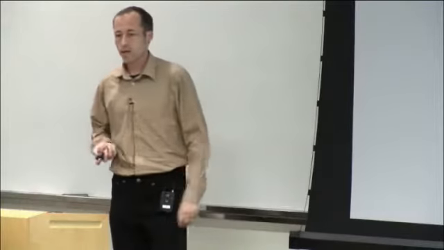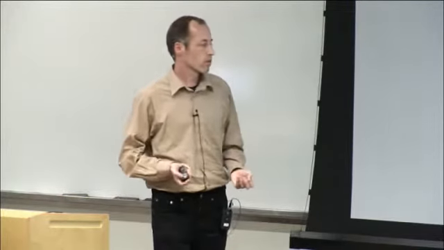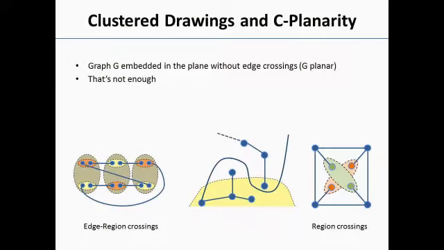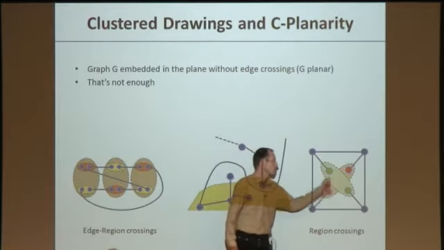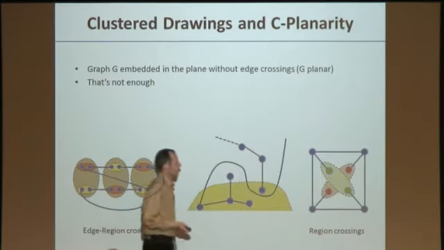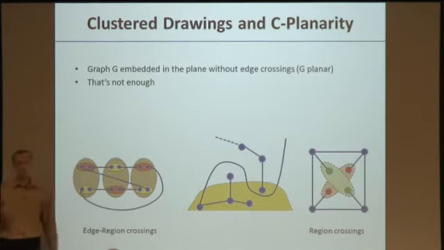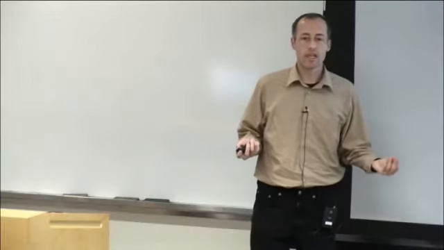There's a third kind of crossing besides edge crossings and edge region crossings that can occur in a clustered graph drawing, when we have two regions that cross. So we have no edges that are involved here, but the regions cross, and all of these cases should be avoided when we want to have a clustered planar drawing.